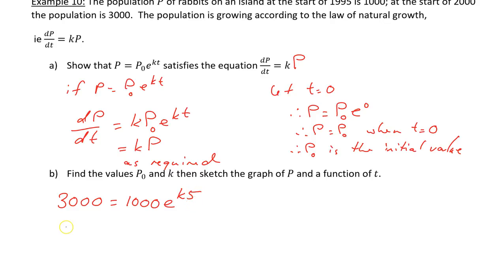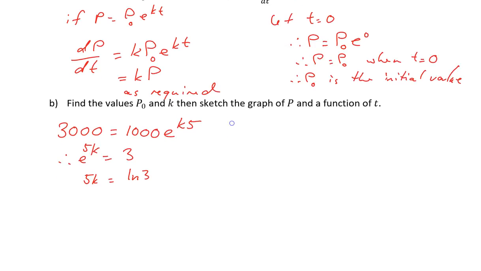There we go. Now I'm going to rearrange things here. I'm going to say e to the 5k equals 3000 over 1000, which equals 3. Now take the log of both sides. I'm going to say 5k equals the log of 3. That means that k is equal to 1/5 times the log of 3.